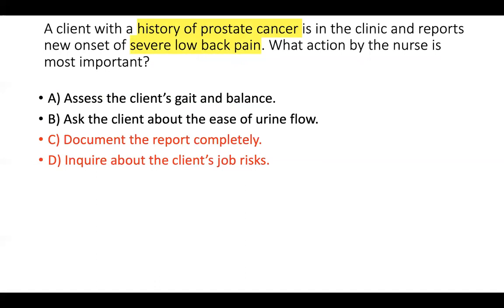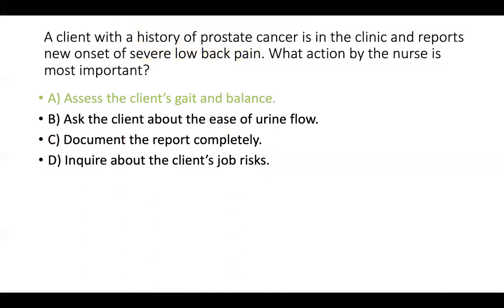The next thing we notice here is that we identified a problem. This question also follows the nursing process. So now we need to do some assessment to support this. Let's get some evidence. And the only one that gives us some thorough assessment is A. So for safety, assessing the gait and balance is going to be your priority in this question.